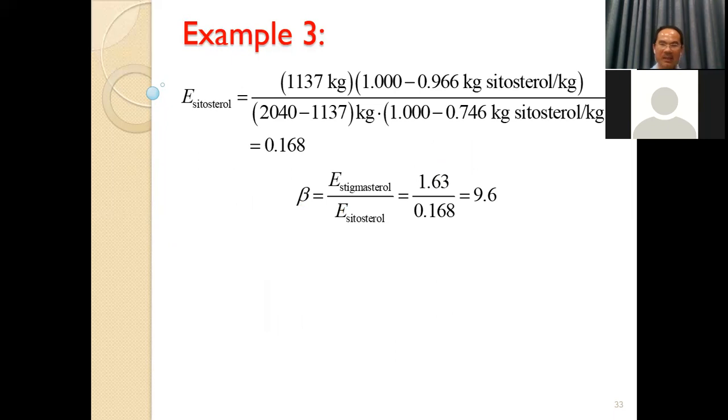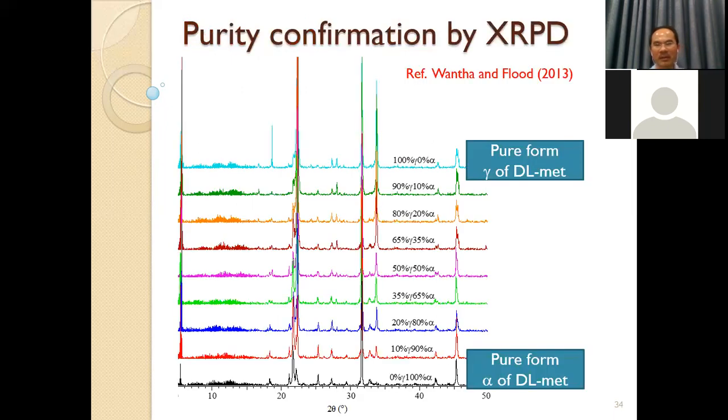Another technique that we can use to purify or identify the purity of the crystal is a high technology, the first example that we have in the HUT. We use the X-ray technique, XRPD, X-ray powder diffraction. We use it to detect the crystal, to detect the chemical, whether it's pure or not pure.